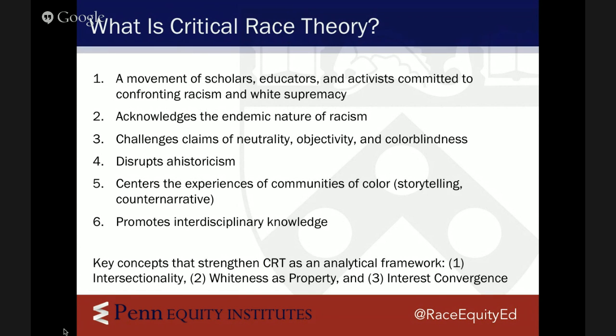And Bell argued that the racial advancement for people of color was inextricably linked to serving white interests. And so, plainly stated, white people will tolerate the advancements for people of color only when white interests are ultimately served. And when you think about interest convergence, it's important.